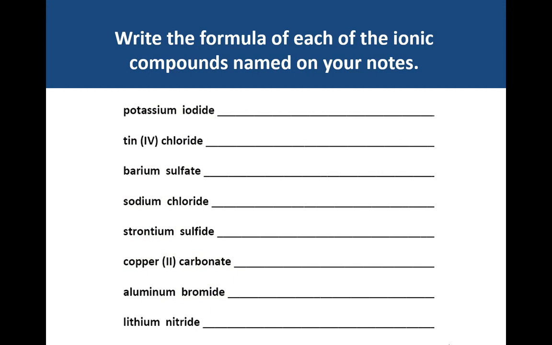Okay, now let's have an exercise. Write the formula of each of the ionic compounds named on your notes. So, potassium iodide. What do you think is the formula? Okay, so potassium iodide is KI. How about tin(IV) chloride? It's SnCl4.